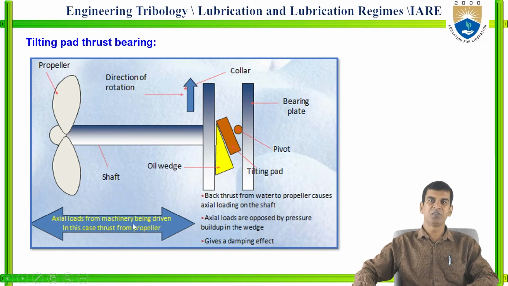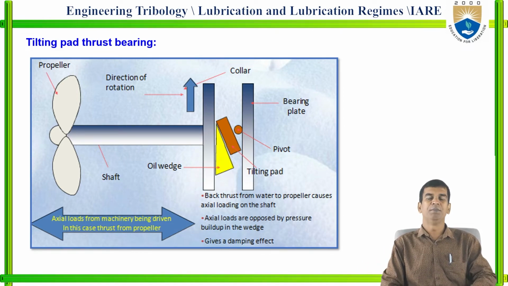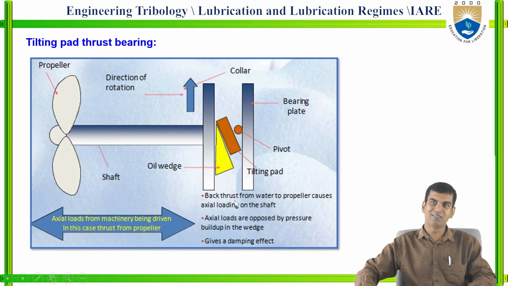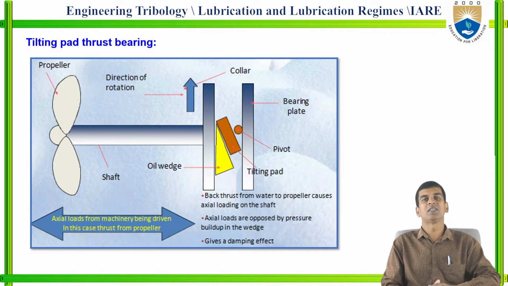Here axial loads come from the machinery being driven, in this case the thrust from the propeller. The back thrust from the water to the propeller causes the axial load on the shaft. Axial loads are opposed by the pressure buildup in the wedge, which gives the damping effect. Whatever axial load occurs due to the back thrust of the water will be given the damping effect. Damping effect is nothing but slightly reducing the influence of the pressure.